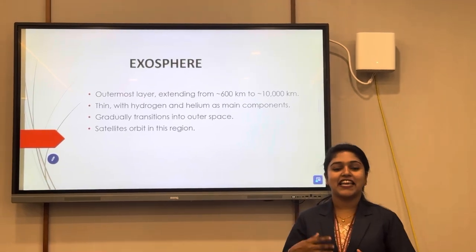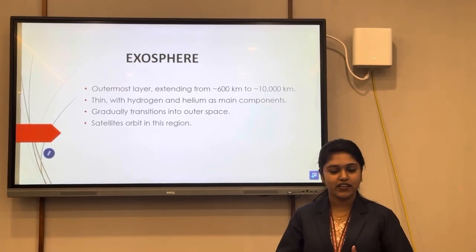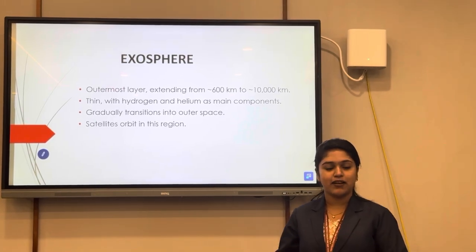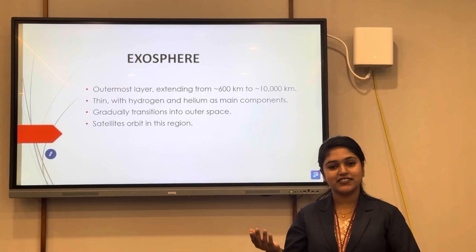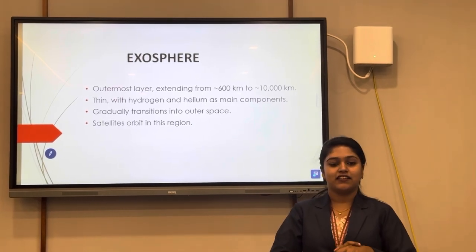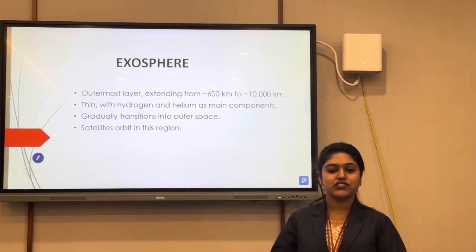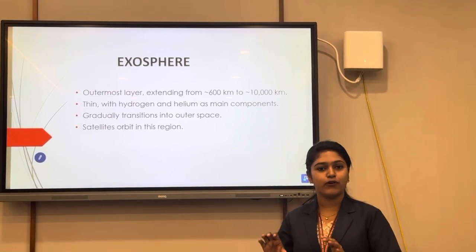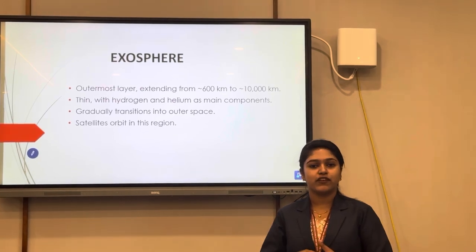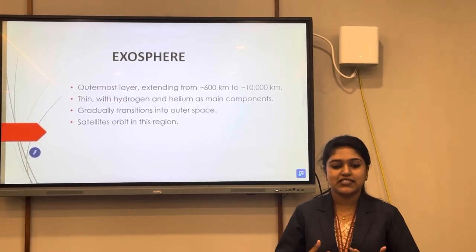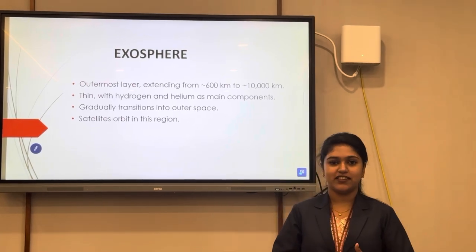The next layer is the exosphere. The exosphere is the outermost layer of the atmosphere, which extends from 600 km to 10,000 km from the earth's surface. The exosphere is a very thin layer, because hydrogen and helium are its major components. Another feature of the exosphere is that it gradually transitions into outer space, and satellites orbit in this region.